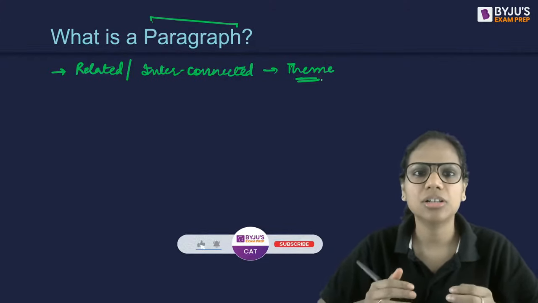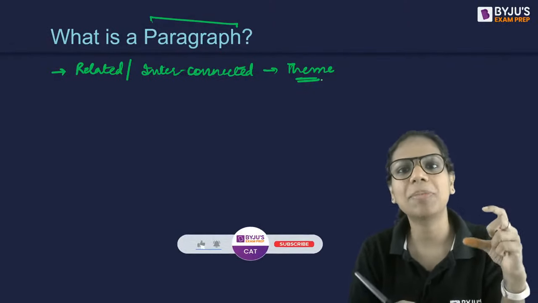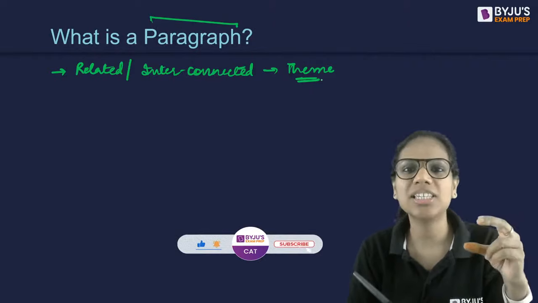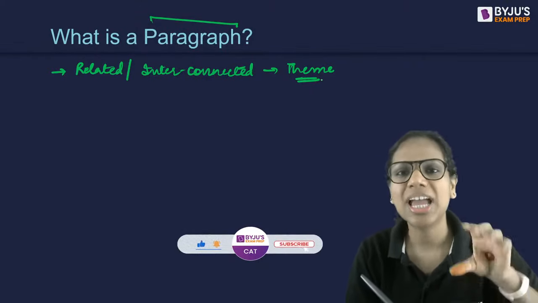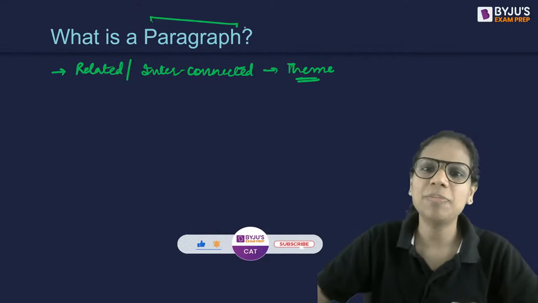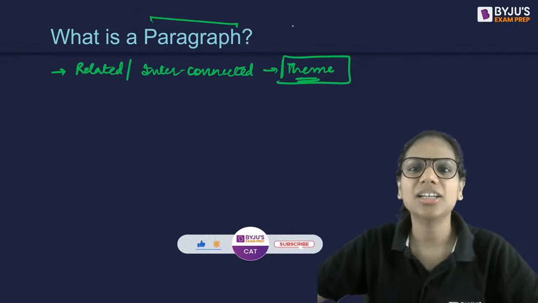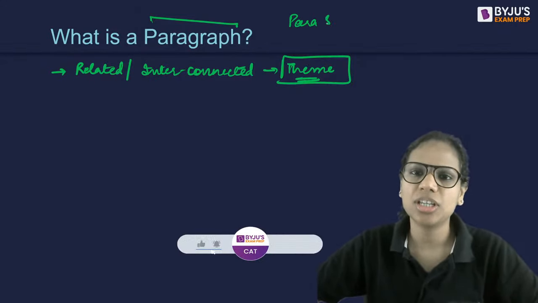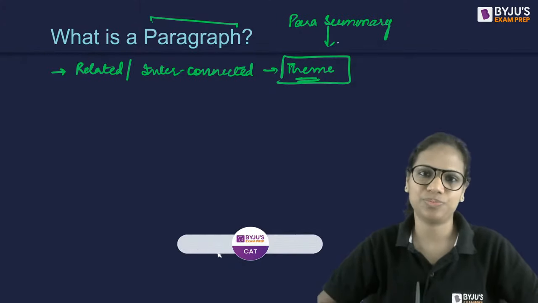So whenever a writer separates a chunk of information into a paragraph, the idea is always that, okay, this particular chunk of sentences captures some theme and therefore I need to separate it from the other sentences. So every paragraph has a theme associated with it. And in the para summary question, it becomes very important that we identify this theme.